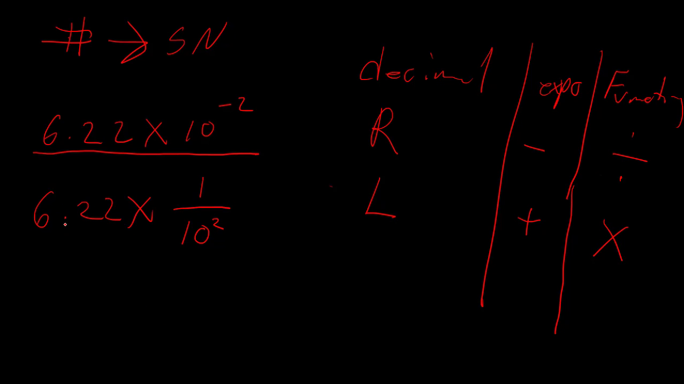So you have a multiplication here and division here, and we know from basic algebra that if you have a power or an exponent on the denominator, you can just pull it back up to the numerator and it becomes negative. So we would have 6.22 times 10 to the negative 2.